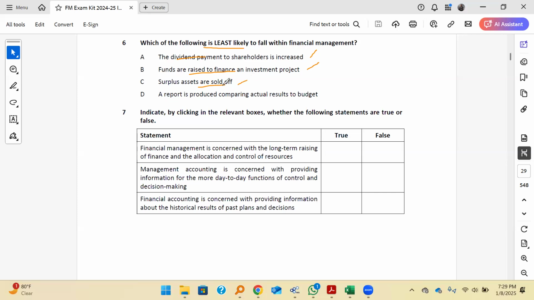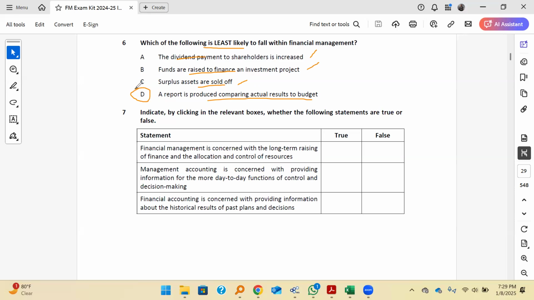because basically when it comes to investment, you look at how you deal with your assets. How do your assets bring you money? So if you realize that some of your assets maybe are not giving you as much return when you are using them, and it makes sense to sell them, that's also a decision you can make. But if you are comparing actuals to budget, this is performance management. So that is not financial management. So the answer is in this case D.